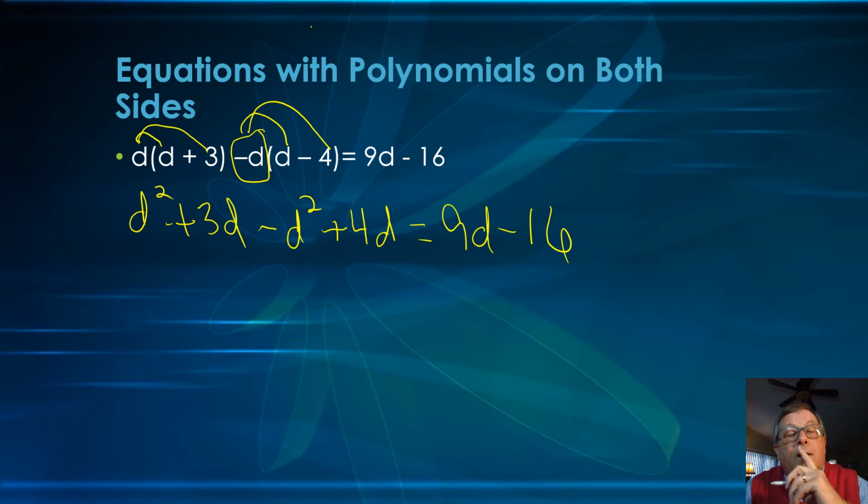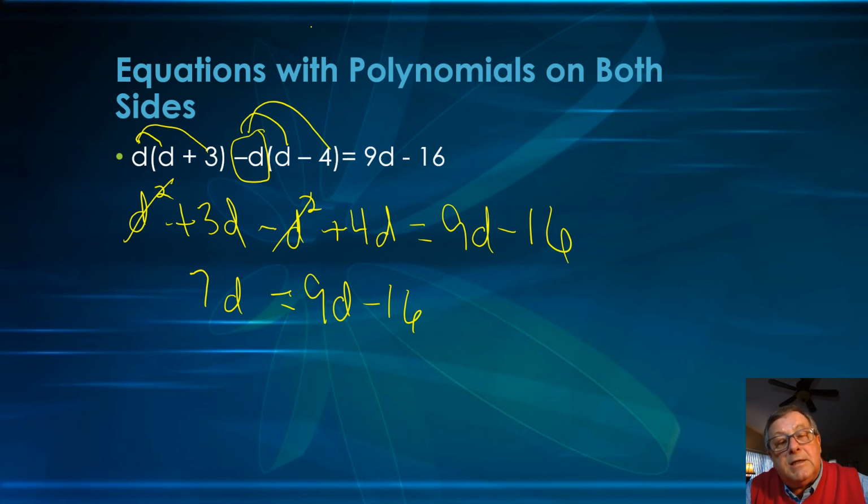All right, well, let's combine like terms over here on the left. Let's see, d squared minus d squared, well, that's going to cancel out. And then I've got 3d plus 4d is going to give me 7d. And let's see, that's going to equal 9d minus 16. Well, let's subtract 9d from both sides. So I got 7d minus 9d is going to give me negative 2d. And that's now equal to negative 16.